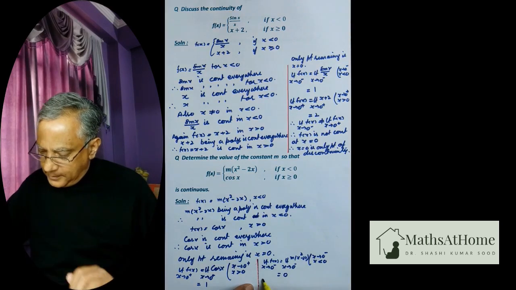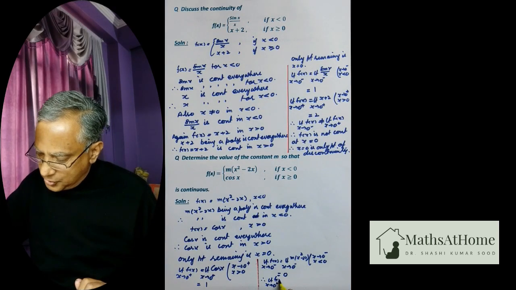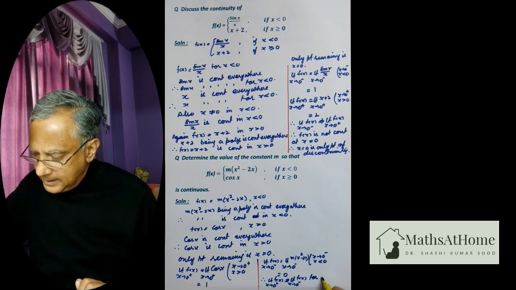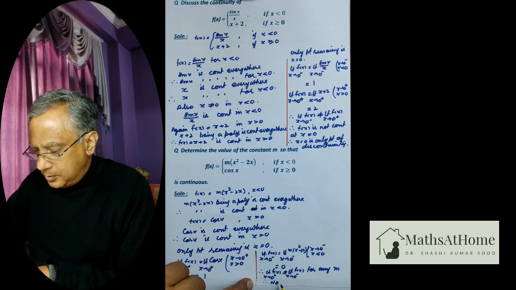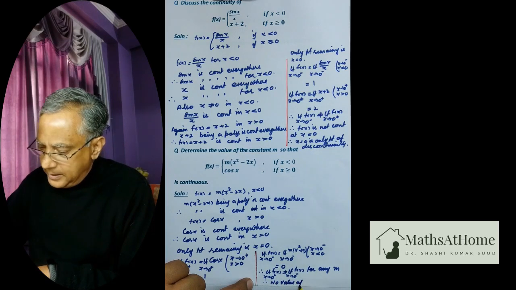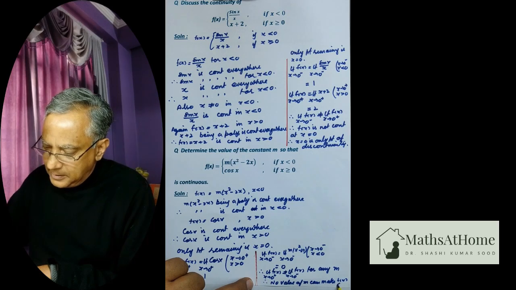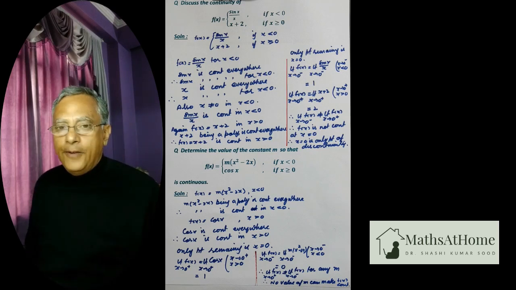And therefore limit x approaches 0 from positive side f(x) is not equal to limit x approaches 0 from negative side f(x) for any m. Therefore no value of m can make f(x) continuous. Therefore, no value of m exists.